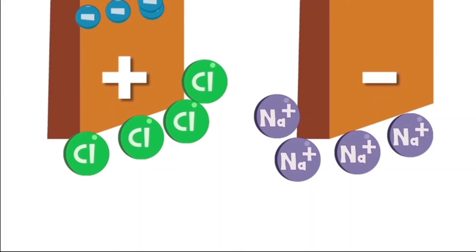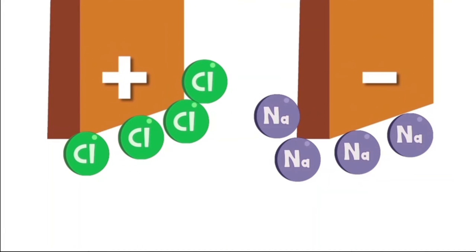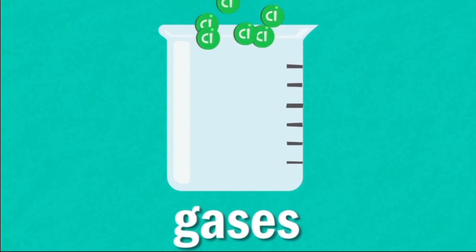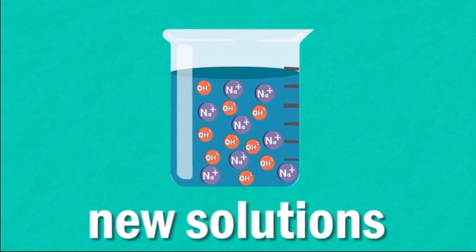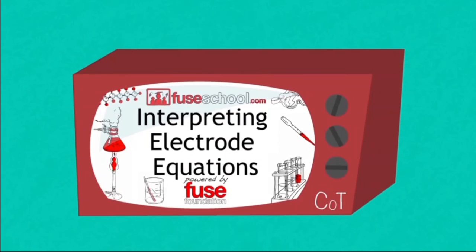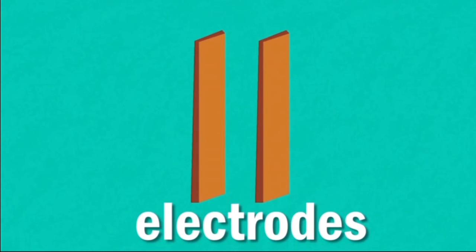When the ions meet the electrodes, electron exchange happens, and this triggers a chemical reaction. Solids can form, gases can be given off, and new solutions can be left behind. It all depends on the liquid and what material the electrodes are made from. There is more detail about this in a lesson, interpreting electrode equations.